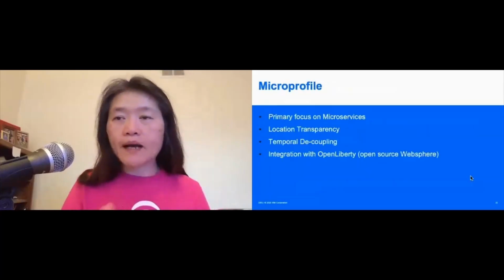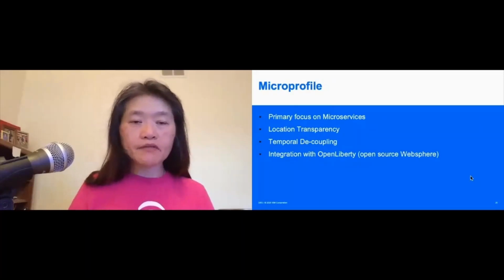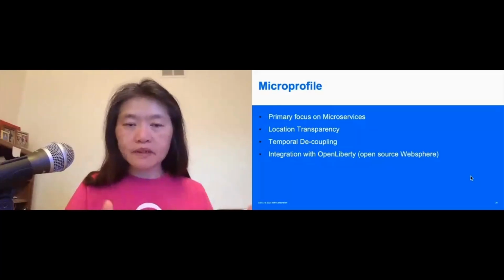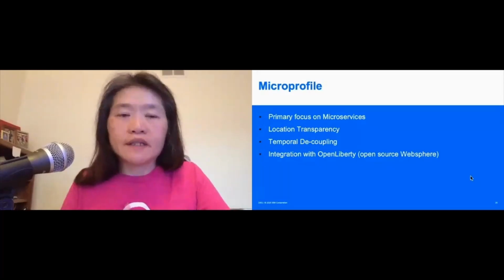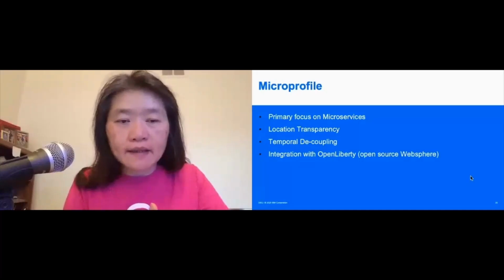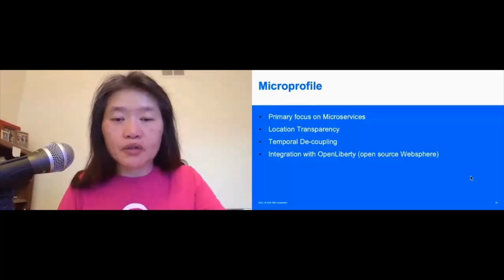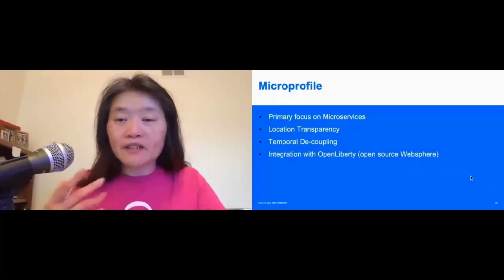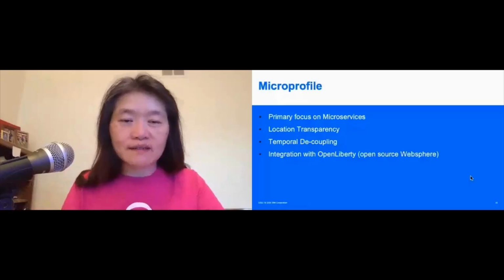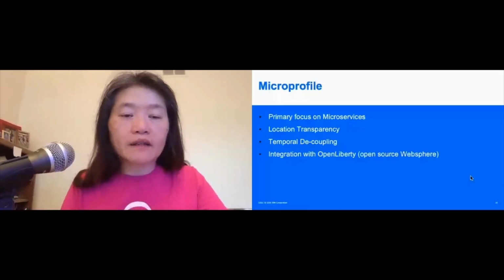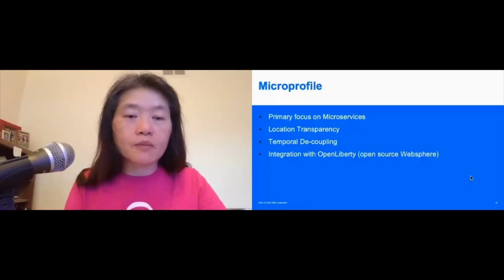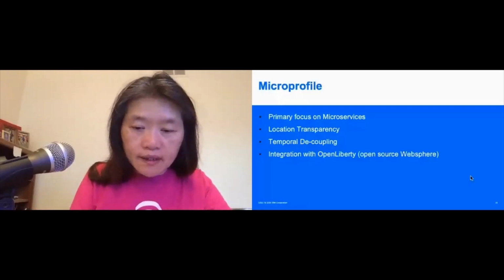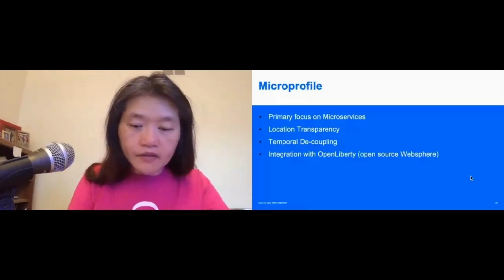Okay. And now, MicroProfile. Its primary focus is on microservices and location transparency, temporal decoupling. MicroProfile's strongest point is that it has very good integration with Open Liberty. Open Liberty is our open source WebSphere, and Emily, who just did a presentation, is the architect, or one of the architects, of Open Liberty. So MicroProfile is an open source project, and it has good handling of reactive streams these days.